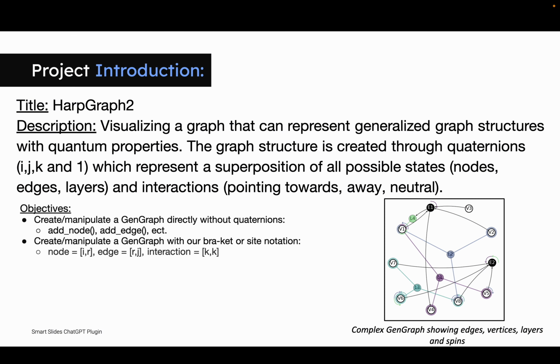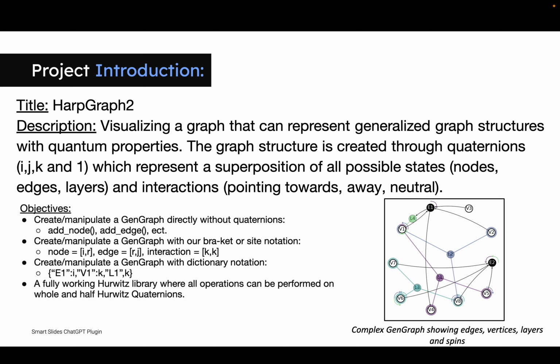This project consisted of visualizing a graph that can represent generalized graph structures with quantum-like properties. The graph structure is created through quaternions, i, j, k, and 1, which represent a superposition of all possible states, such as nodes, edges, and layers, as well as their corresponding interactions, such as pointing towards, away, and neutral.